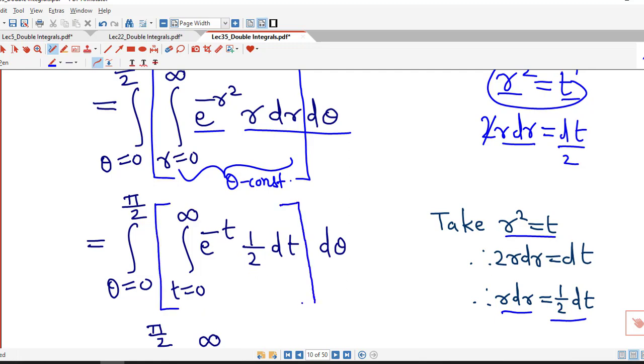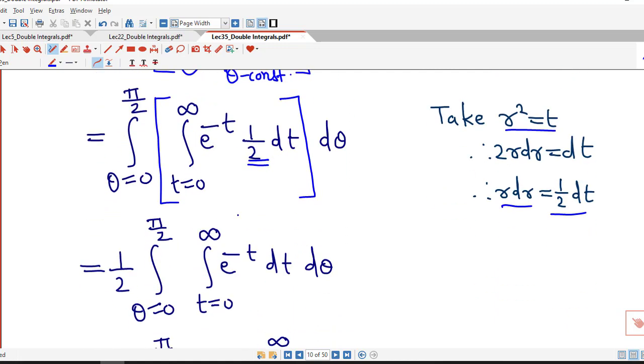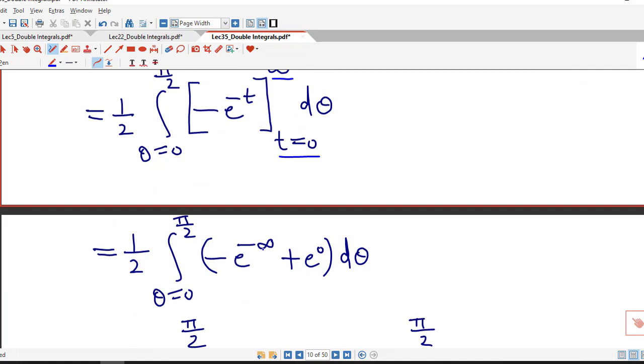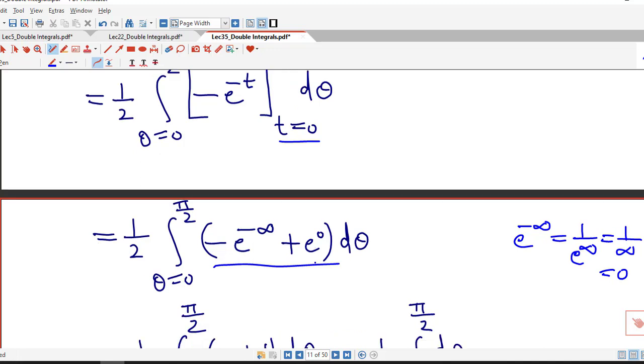So now we will integrate with respect to t. This 1 by 2 is constant, so we take it outside the integral, and the integral of e raised to minus t is minus e raised to minus t. Limits of t are from 0 to infinity. So first we put t equal to infinity. So we have minus e raised to minus infinity, minus minus plus e raised to 0. Now as we know, e raised to minus infinity is 1 over e raised to infinity, that is 1 by infinity, which is 0, and e raised to 0 is 1.